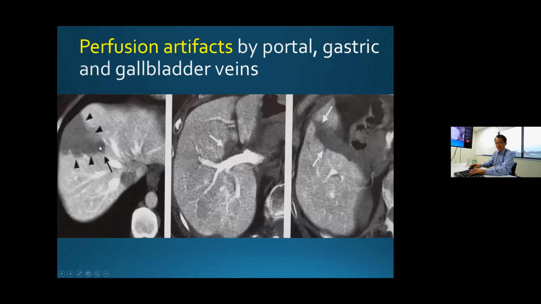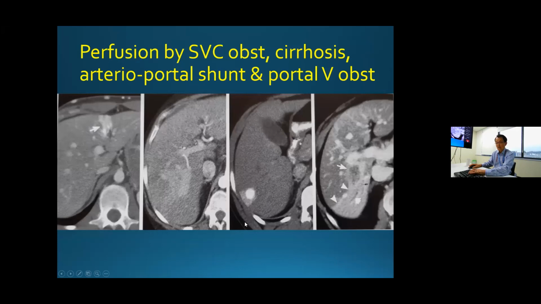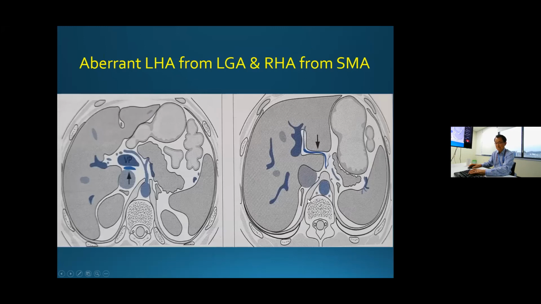When you use a contrast agent, always be careful about perfusion artifact, because if some branches are narrowed or obstructed, there is slow passage through the branches. Then it looks like an infarct here, but it's a delayed perfusion artifact. Sometimes superior vena cava obstruction, cirrhosis, AV shunting. There is also some anatomical variation: the left hepatic artery comes from the left gastric artery, or the right hepatic artery from the superior mesenteric artery. Such anatomical variation is confusing.